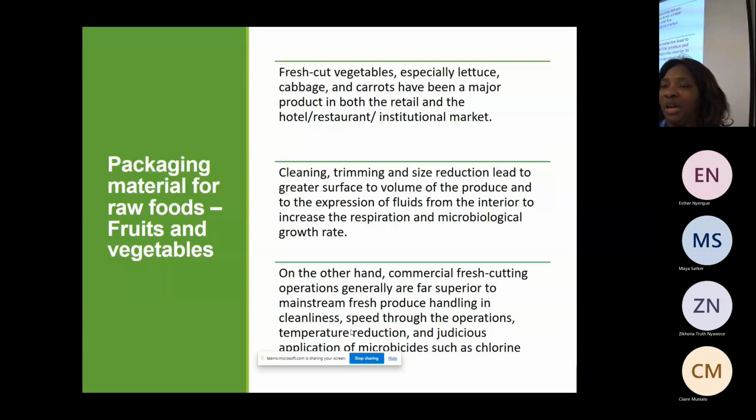So you'd see that a fast logistical system has to actually meet the needs of some of these products, especially the lettuce and the carrots, because of how easily they can deteriorate if they are kept too long without being kept well. So temperature reduction is one of the things that they actually do, and also application of what are called microbicides, which will kill the bacteria, such as just washing or cleaning them in chlorine.